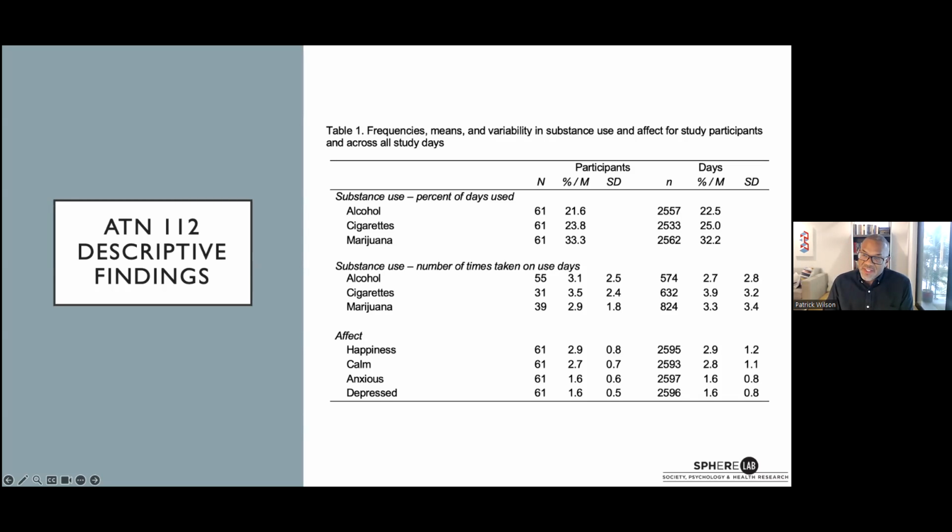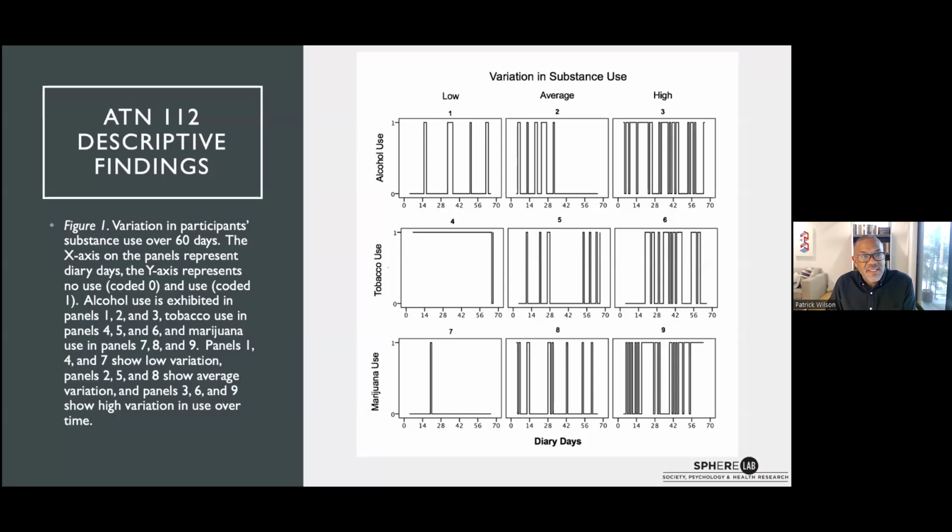It's interestingly very similar findings for the number of days used, about a fifth to a third of the days used for the different substances. And again, you can see the number of times that they take those substances on the days used. We also have our findings on our mood variables, which are just the means and standard deviations.